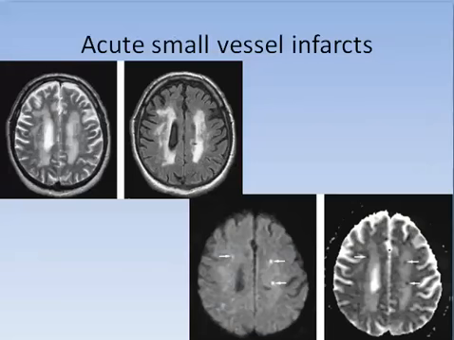Here is an acute small vessel infarct, where almost extensive infarcts are seen in diffusion, and similar distribution in ADC maps. There is not much difference, but in FLAIR and T2 there is some edema still.